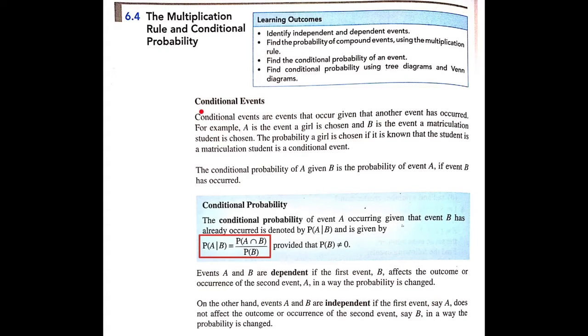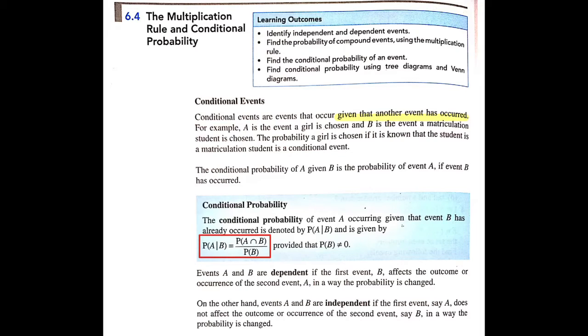In this video, I will explain the multiplication rule and conditional probability. So, what are conditional events? Conditional events are events that occur given that another event has occurred. Meaning this is the probability of an event happening given that another event has already happened.